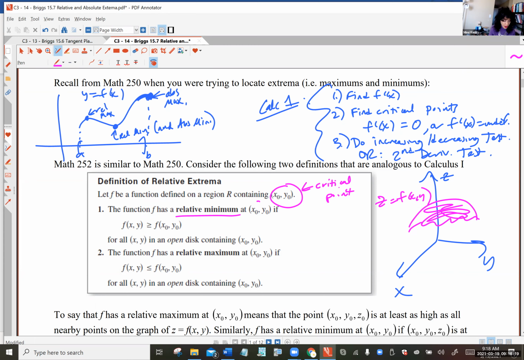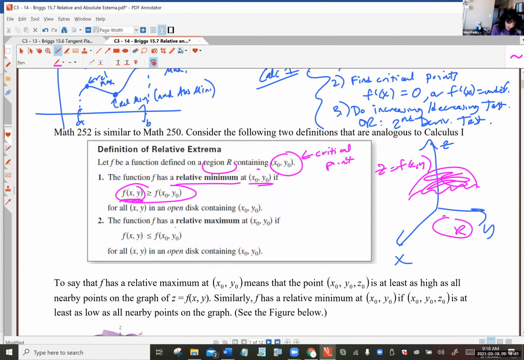But if you did have a critical point, then the min would be, well, everybody around that minimum on some little region R down here in the XY plane would have all the Z values taller than the Z value of the minimum, because that guy's the shortest guy on the block. On the other hand, if you had a relative maximum, it would mean that the Z coordinate of that critical point would be greater than everybody else in that little open disk, because he's the tallest guy on the block.